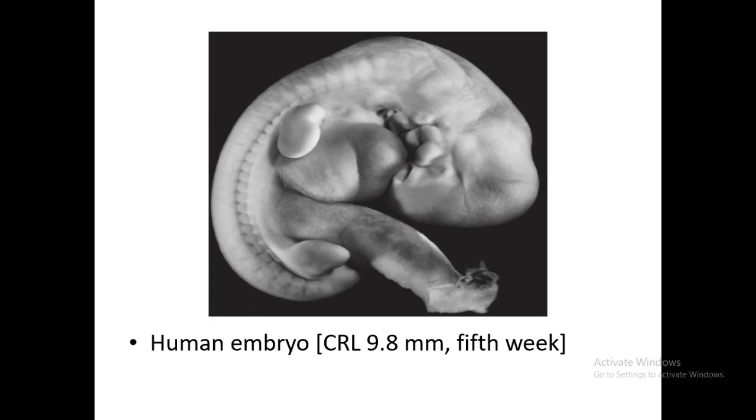Here you see a 5th week embryo. What have we seen here? We have seen the placodes, otic placode, lens placode. These are the pharyngeal arches. These are the somites. This is the umbilical cord. This is the pericardial bulge. These are the limb buds. So this is the 5th week embryo.